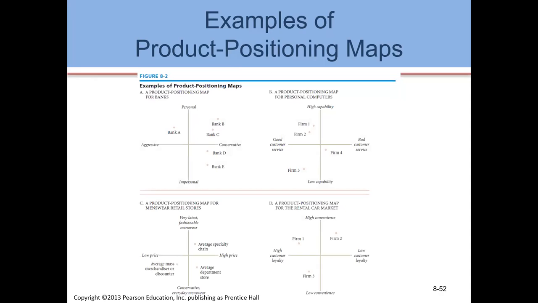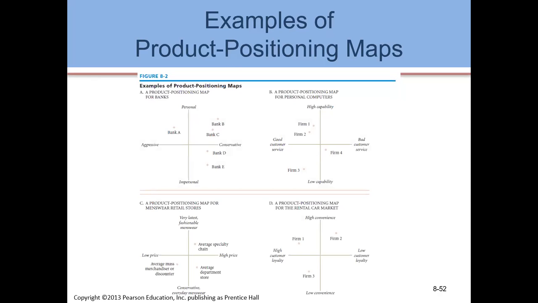And these are a few examples related to product positioning maps, or perceptual maps. The product positioning of banks can be seen first, which is developed on two axis values: personal and impersonal, aggressive and conservative aspects.